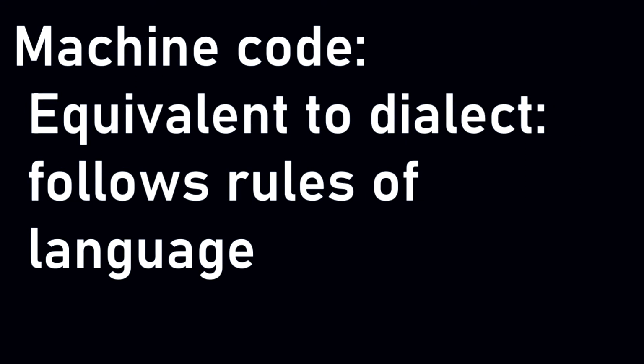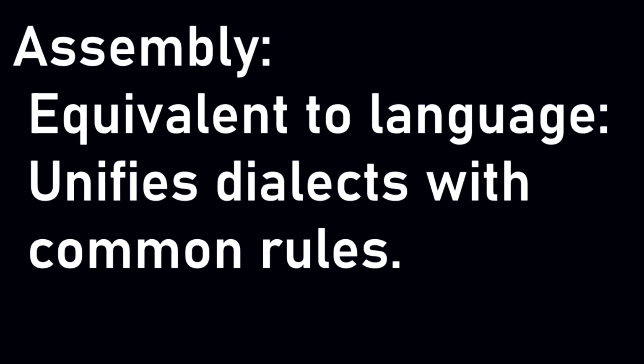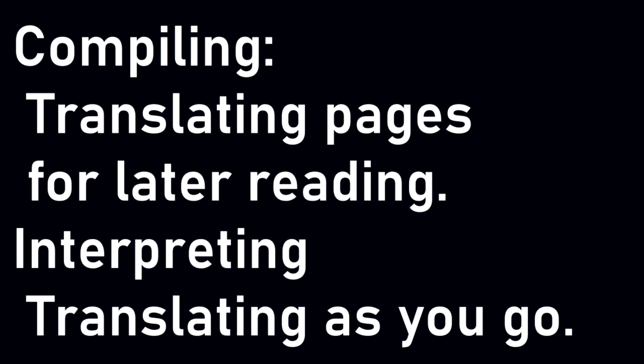Machine code is best to think of as a dialect, as dialects can vary widely but still tend to follow the same overall rules of language. The best way to visualize assembly is as a language. The information, generally speaking, can be translated into any dialect to fit what might be needed, but the general rules of the language unify all those dialects. For compiling, it would be best to think of it as translating a written page onto another written page in a different language for someone to read later, whereas for interpreting, it would be more like reading the page and translating as you go.